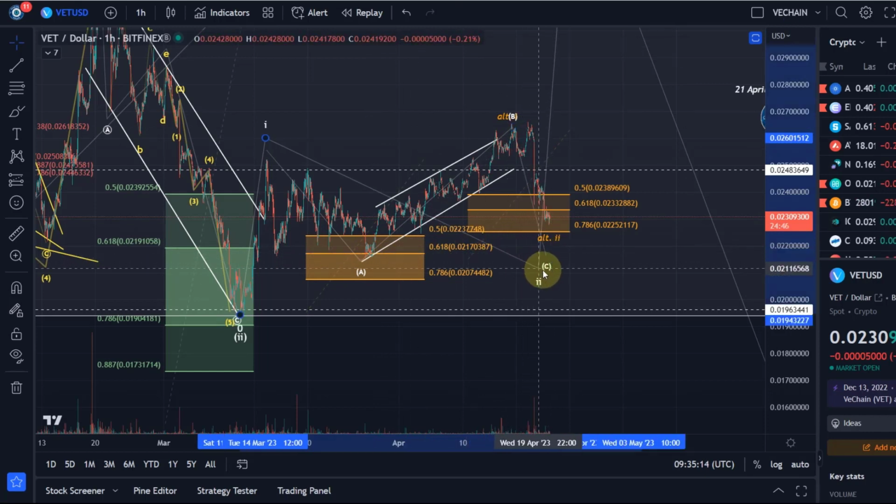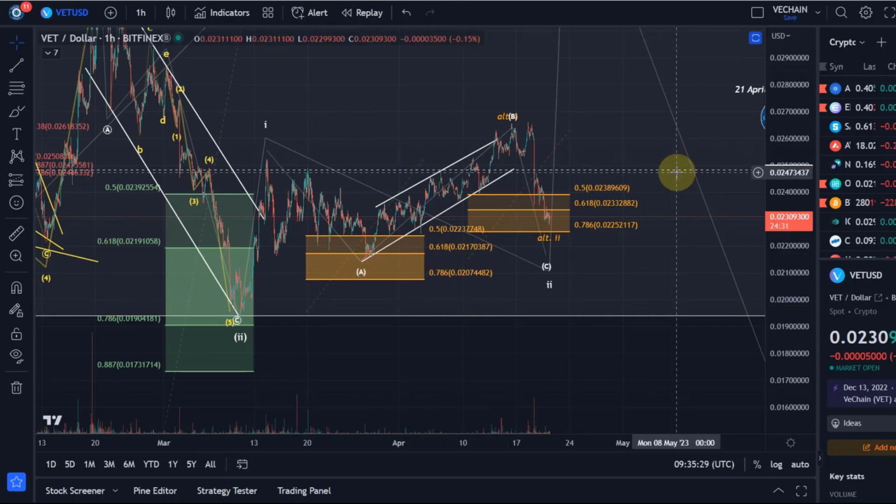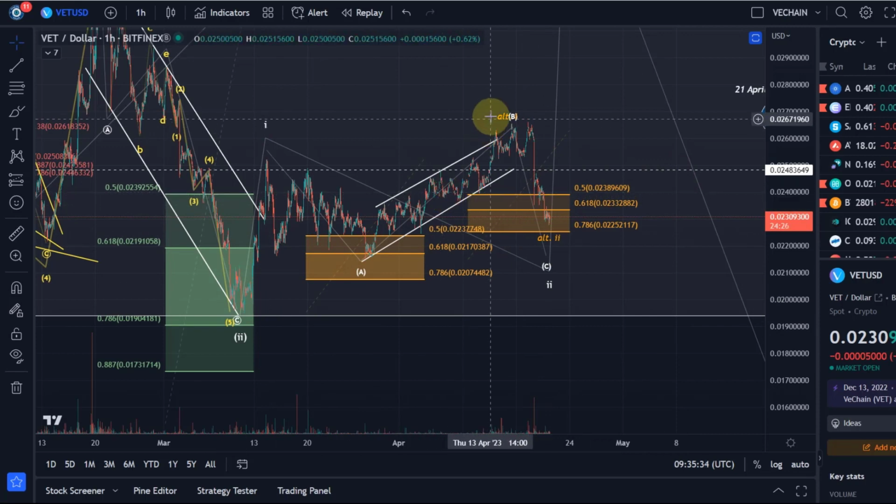And we talk about targets in this video now. Important overall is that it's holding the 1.9 cent level, 1.96. This is the 10th of March low. Below that level, it will get very difficult for VeChain to maintain an overall uptrend. But at the moment, this actually looks quite likely.